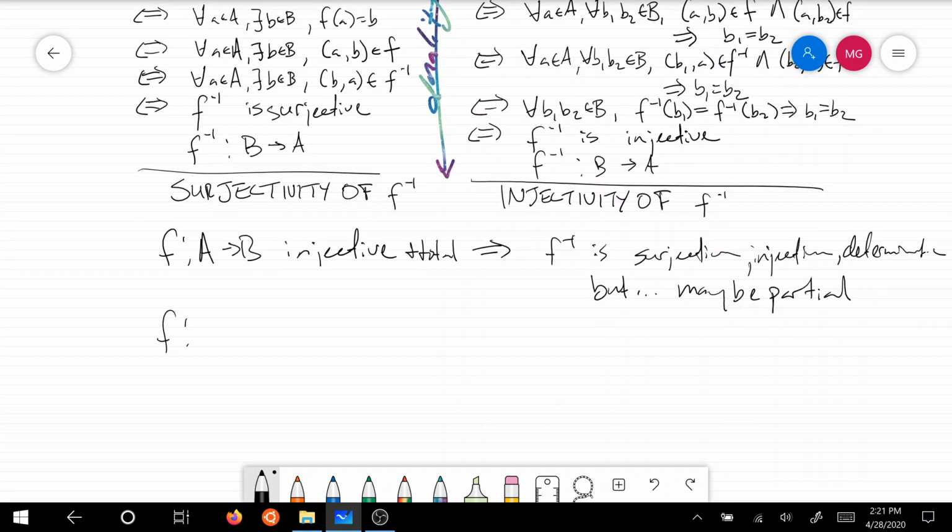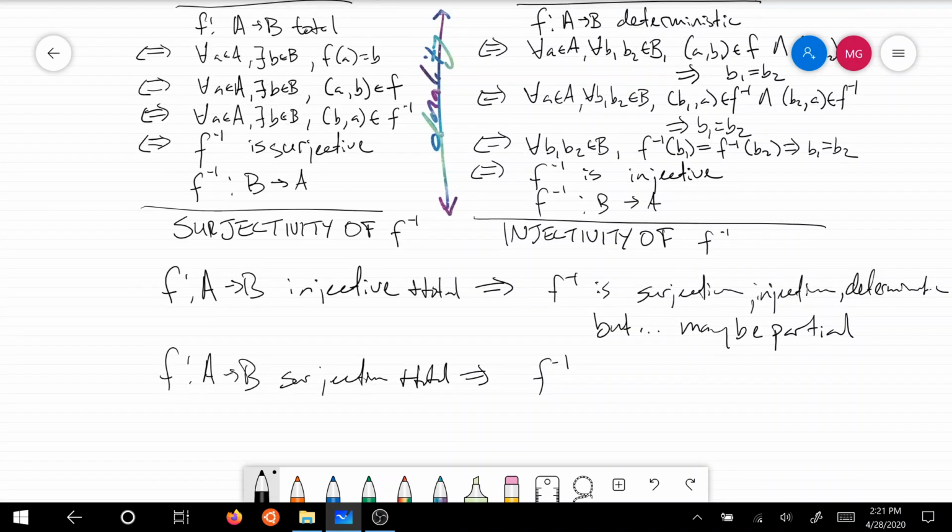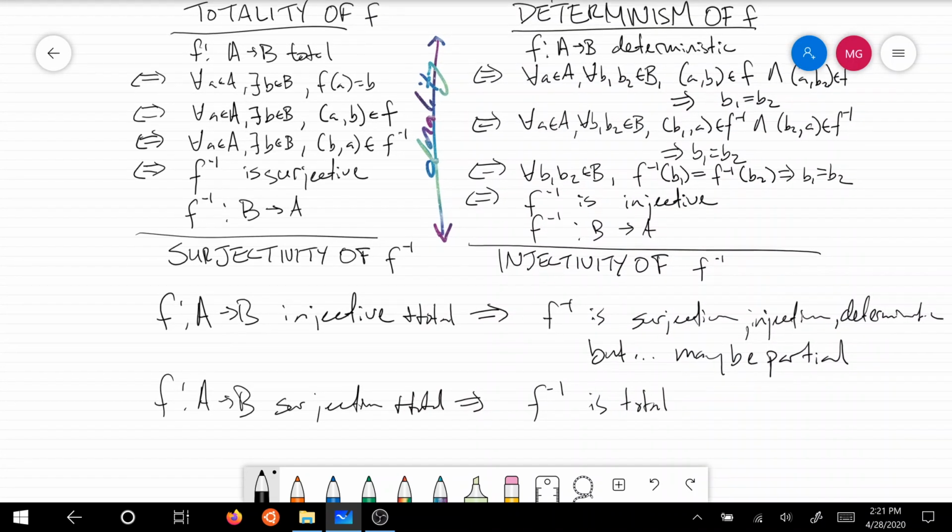Similarly, if f from A to B is surjective and total, okay, then f inverse, well, because it's surjective, is total, right? Everything in the codomain B is going to be accounted for in the domain of the inverse function, right? That's the dual of surjectivity. The inverse, because f was total itself, the dual will be surjective. Because f is a function, it will also be injective.